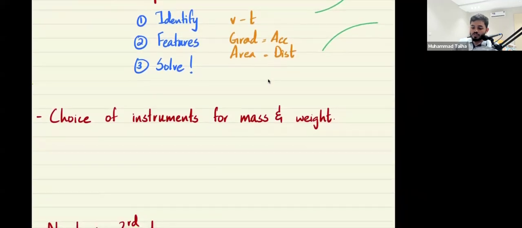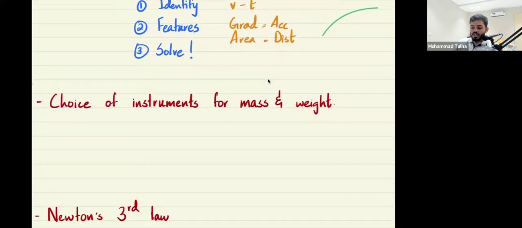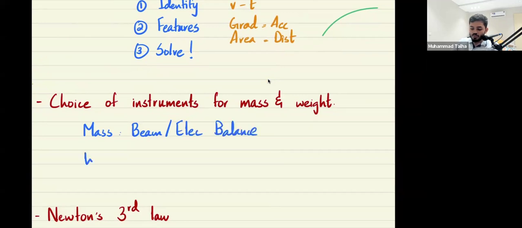Then for the choices of instruments for mass and weight. According to our new syllabus, mass is measured using a beam or an electronic balance, whereas weight is measured using what is now called in the new syllabus a force meter, or what was previously in older editions of the syllabus called a spring balance, right?